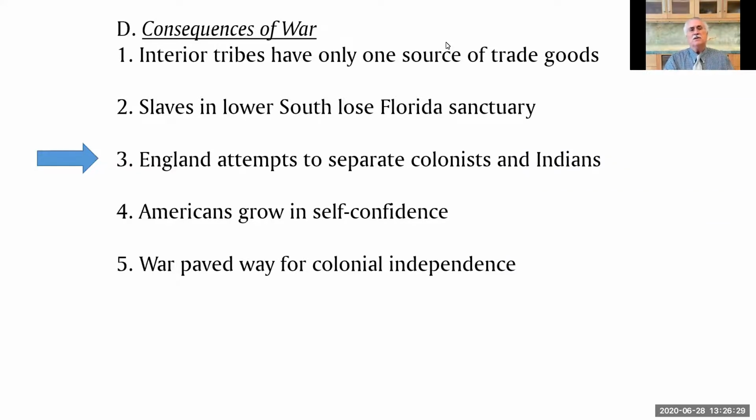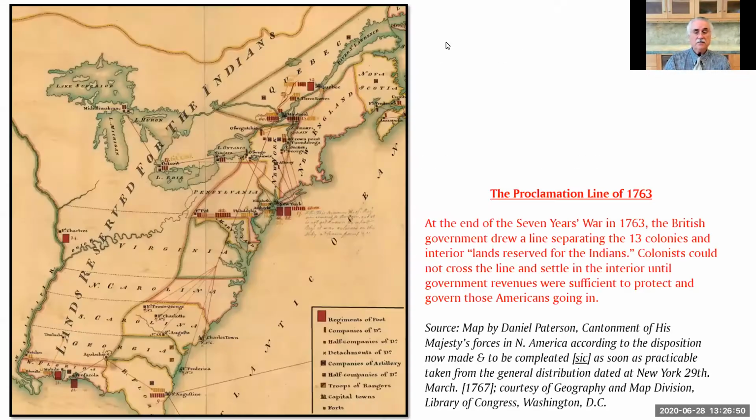Another important consequence of the end of the 7 Years' War is that England attempted to separate colonists and Indians. Now, if this is a little difficult to understand, please be assured it was even more difficult for people back then to understand. At the end of the 7 Years' War in 1763, the British government, even though it controlled all the land from the Atlantic to the Mississippi River, drew a line called the Proclamation Line of 1763 across the top of the Appalachian Mountains.